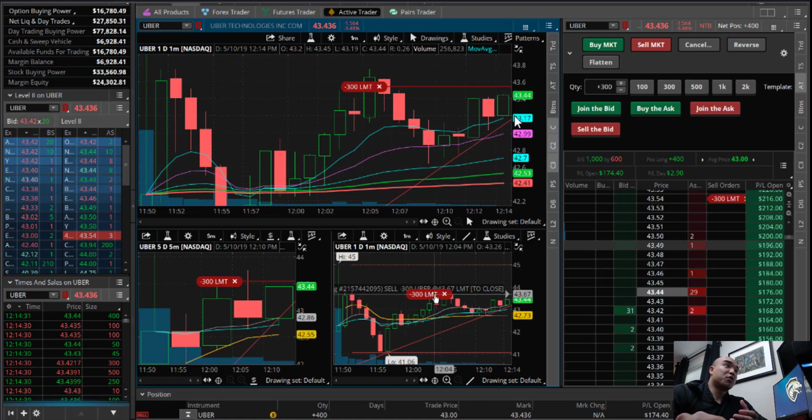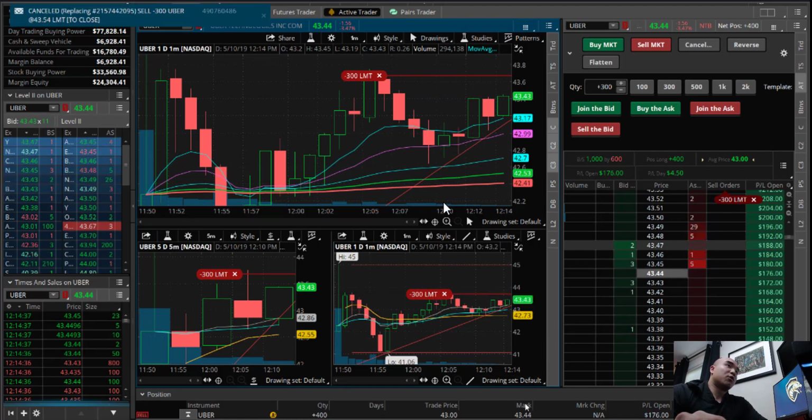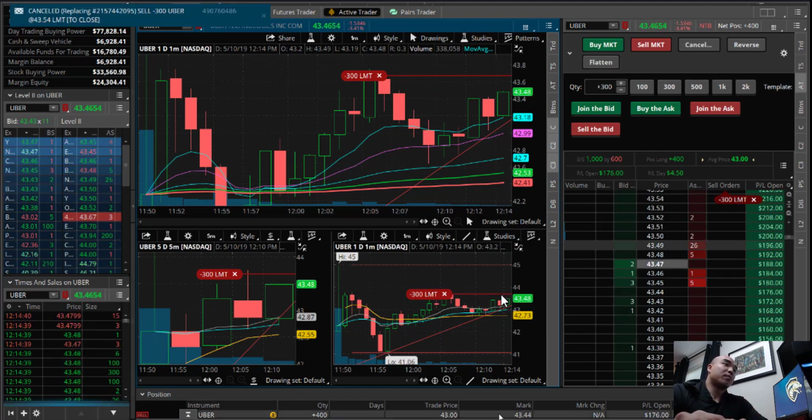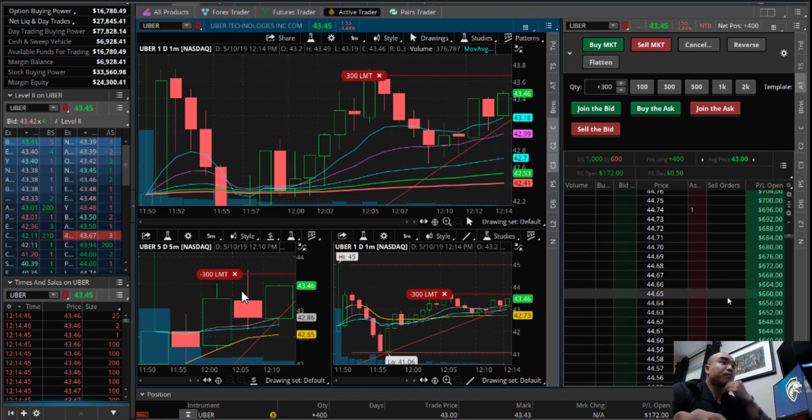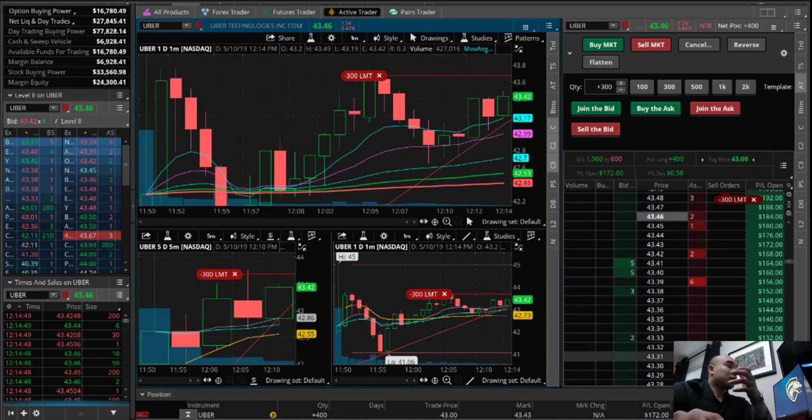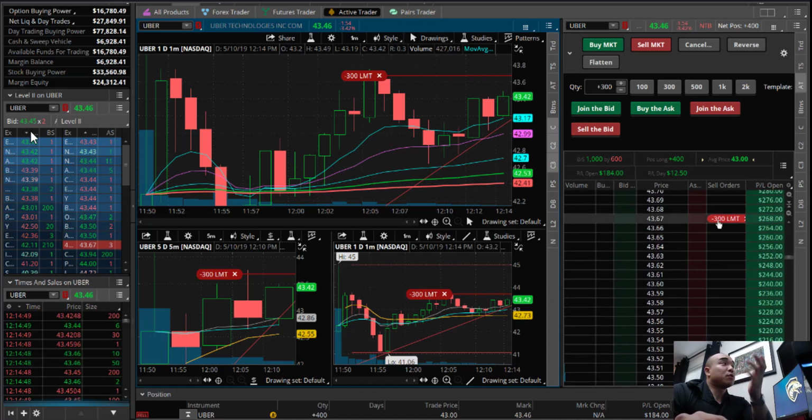I put this 1 minute chart up here, even though it's the same down here, just so I could show you guys a better visual, a larger depiction and a larger chart of it, because it's kind of hard to see down here. So this is the same thing. All these charts represent Uber right now. We have something called the level 2. The level 2 is on this left side. It shows the bidders and the sellers.